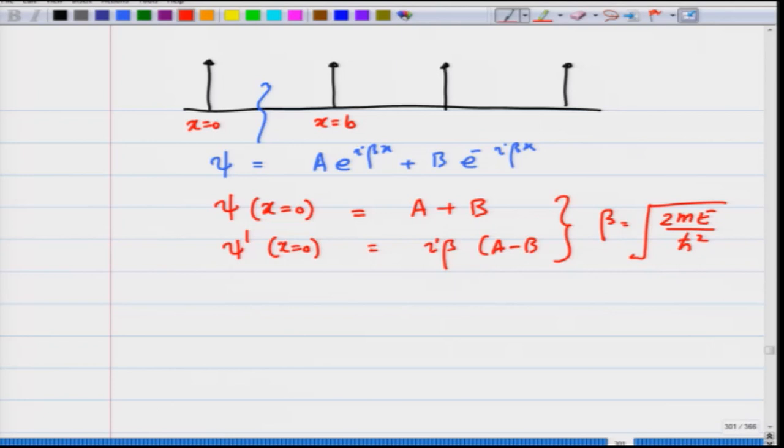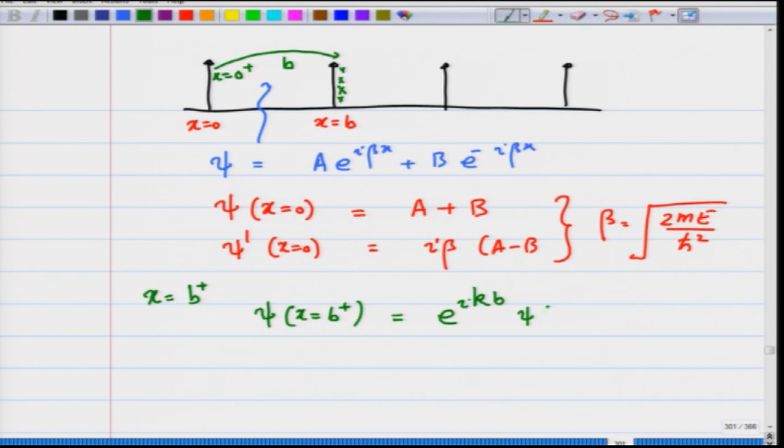Let us look at the point x equals b plus. That means I am looking at a point slightly to the right of x equals b, and this point is displaced from x equals 0 plus by b. So I can write that the wave function psi at x equals b plus, by Bloch's theorem, is going to be e raised to i k b times psi at 0. So this is going to be e raised to i k b times (A plus B).